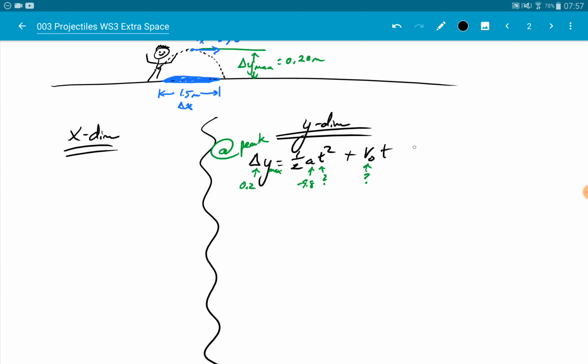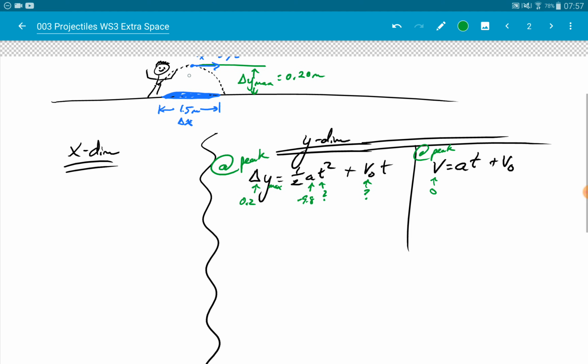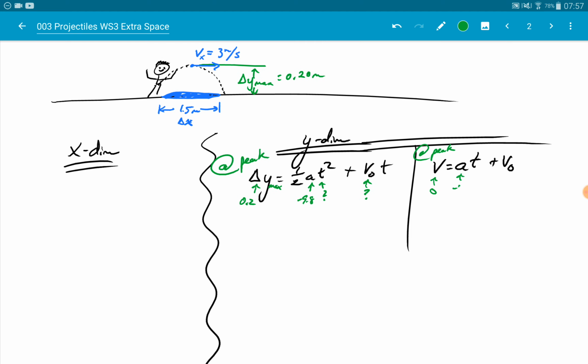So then I think to myself, well, maybe I know something else in the y dimension. I'm still in the y dimension, so maybe I'll extend that over. I'm just separating calculations here. I know v is equal to at plus v naught, and let's look at that equation. If I'm looking in the y dimension at the end, well, if we're doing this at the peak, then this is my vertical velocity, which we said was 0 up and down there. I still know the acceleration is negative 9.8, and I don't know the time, and I don't know that initial velocity there.